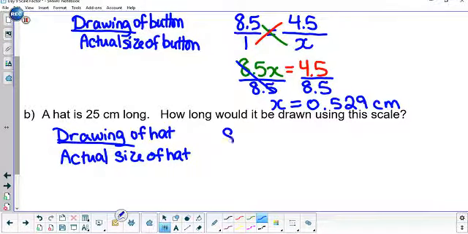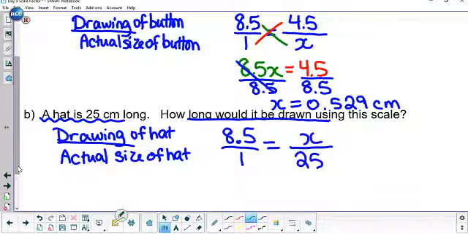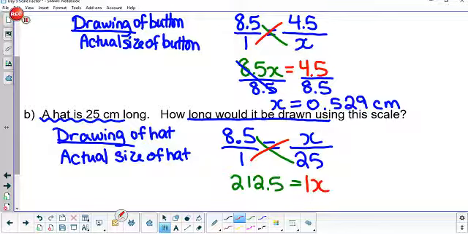The scale was 8.5 to 1. What we know is that the hat is 25 centimeters long. That's the actual size of the hat. We want to know how long it would be drawn. So what is the drawing of the hat? Multiplying on a diagonal, 8.5 times 25 is 212.5. The other diagonal, 1 times x is 1x. Because it is just a 1, we do not have to divide. So our answer is 212.5 centimeters.